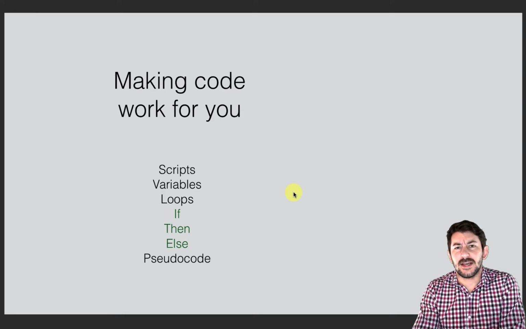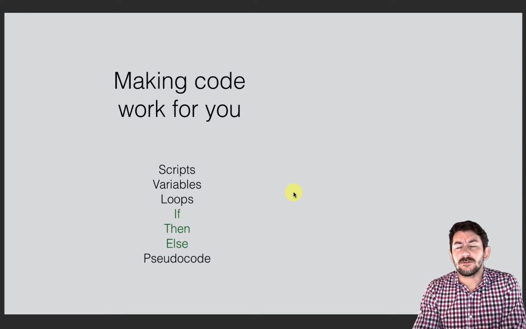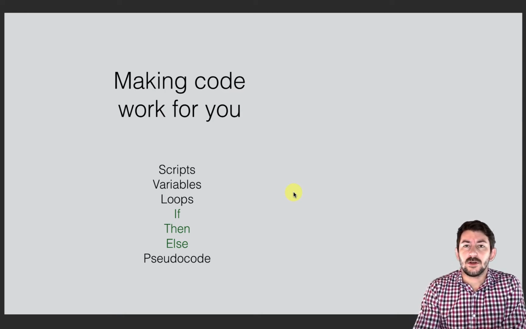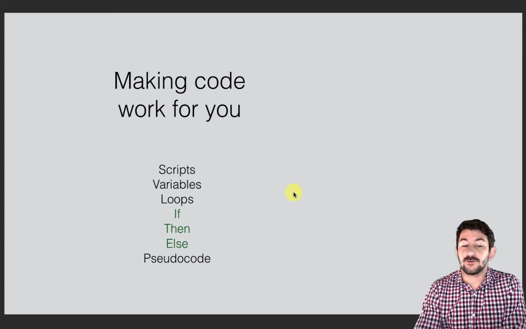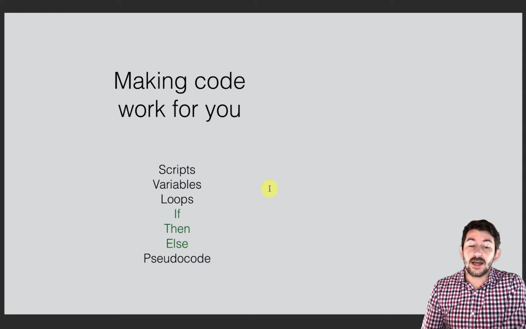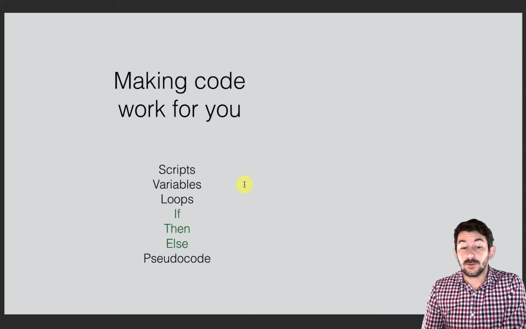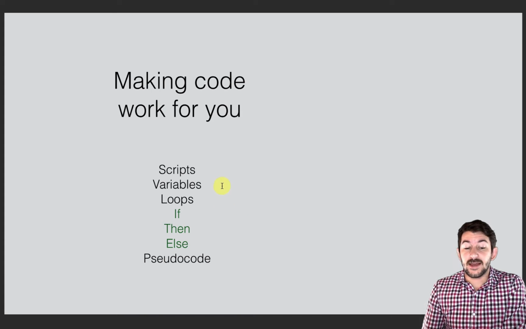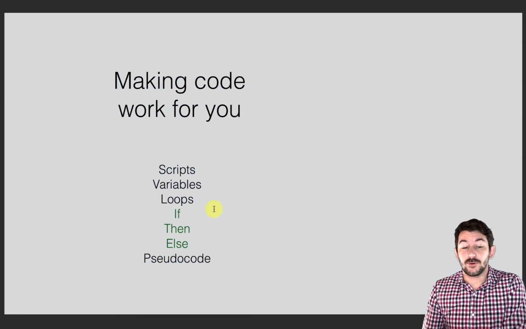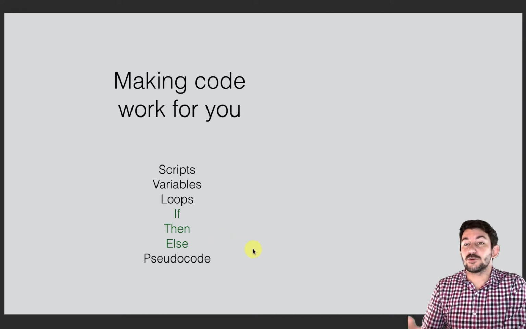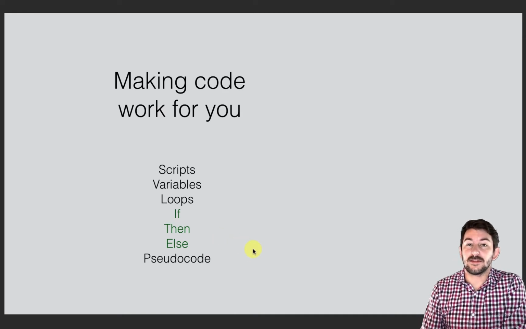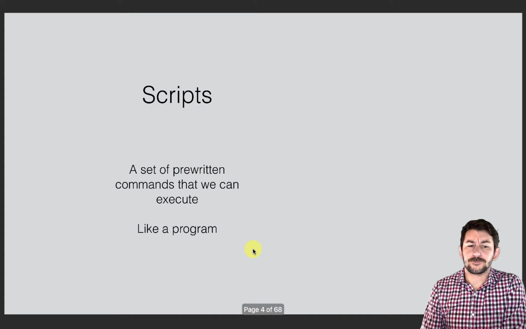So what I want to talk about today is how you can finally take that leap from code making things more difficult to making code work for you and starting to make things a little bit easier as you scale things. That involves talking a little bit again about scripts, variables, and then diving into something totally new to you, which are loops, if then else statements, and then the use of pseudocode to hopefully make this make a little more sense.